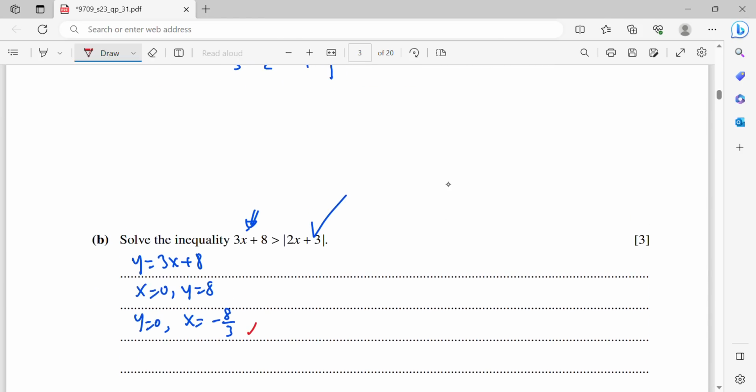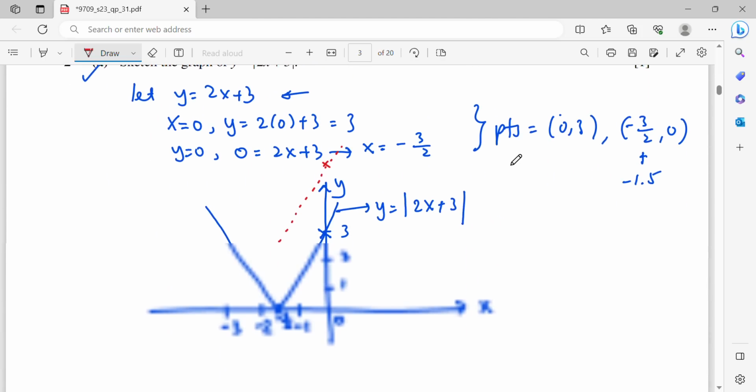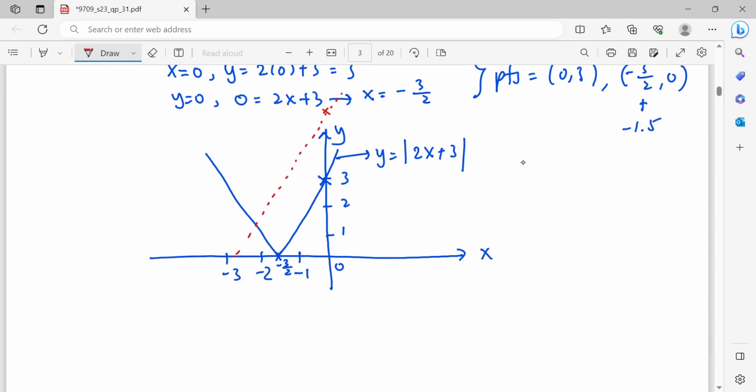So if you need to get 3x plus 8 greater than the modulus graph, by looking at the graph here, the red dotted line must be greater than the blue line, starting from this point. So now I need to find the intersection between the red dotted line and the blue line. Be careful with this, because your original graph for part A, when we sketch y equals 2x plus 3 without the modulus sign, is supposed to be this blue dotted line.